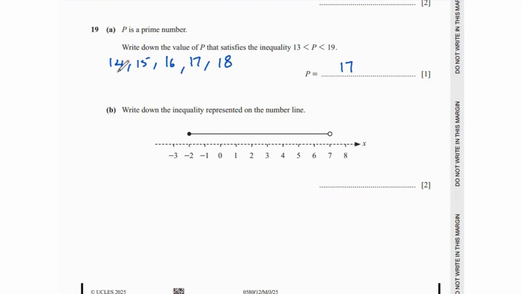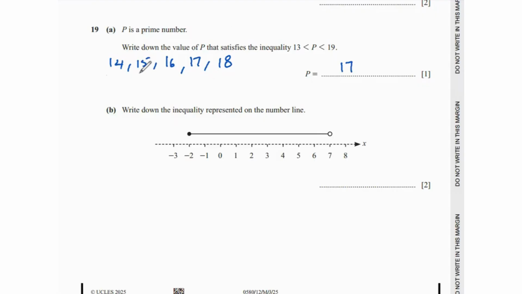14 is not a prime number because it comes in the 2 times table, 7 times table, 14, and 1 times table. For a number to be a prime number, it needs to be divisible by itself and 1 only. It cannot come in any other times table.